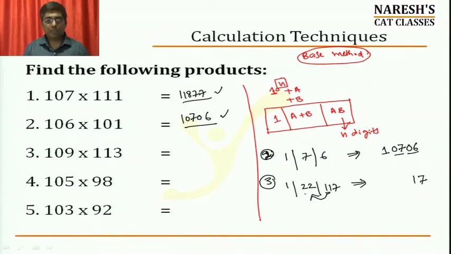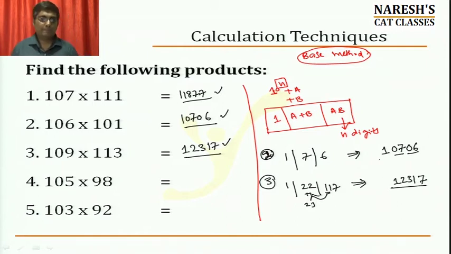So automatically what will it become? It will become 22 plus 1, 23. Automatically 2, 3 will be the next digits, and then 1. Hence the right answer for this has to be 1, 2, 3, 1, 7. So please make a note of this. Please make a quick note of question number 3 and try to solve question number 4 and 5.